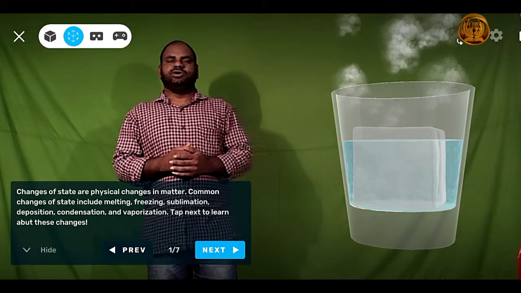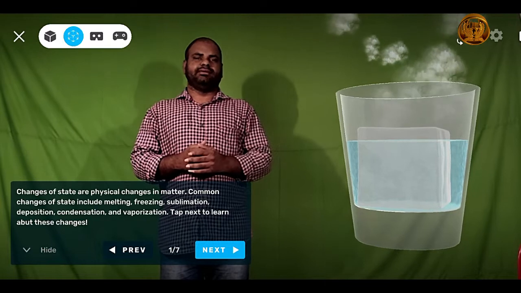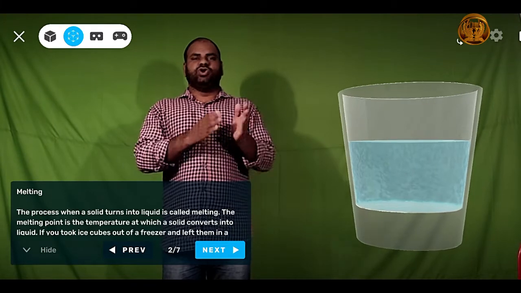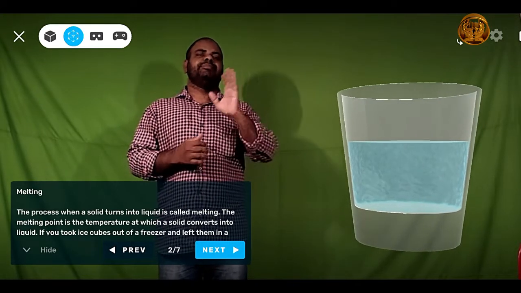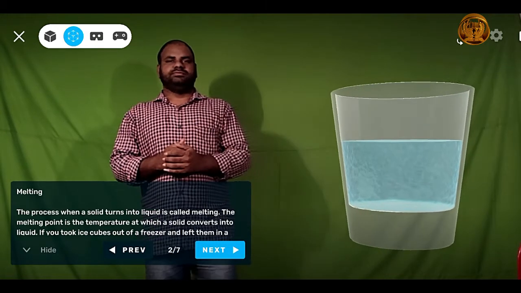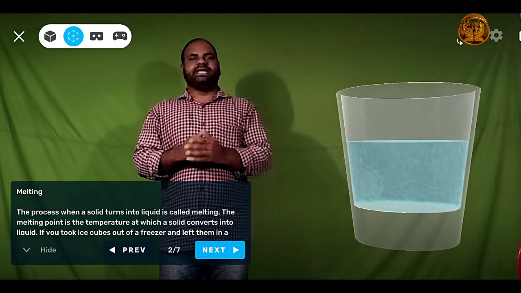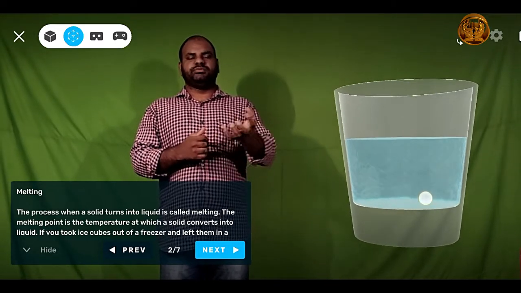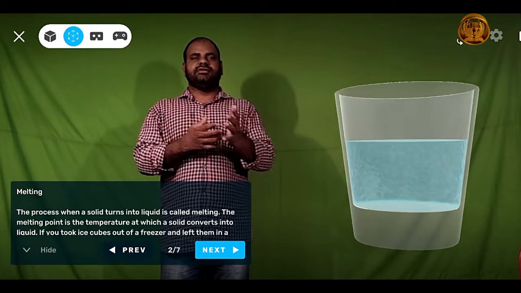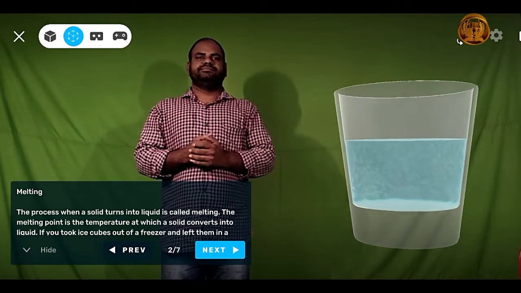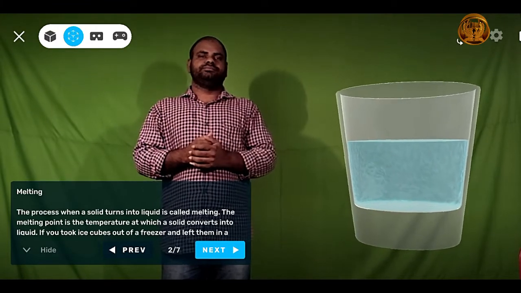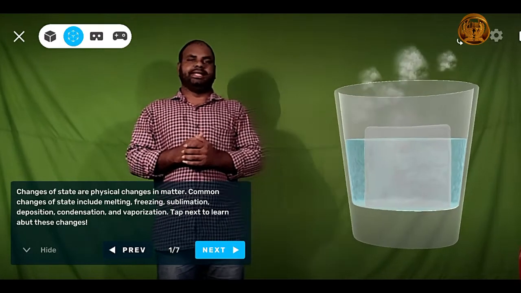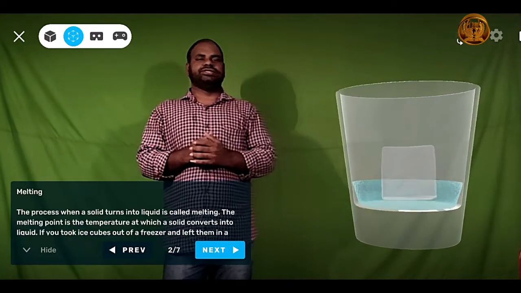Now let's go through the details one by one. Let's start with melting. Melting is the process in which a solid changes into a liquid at constant temperature. For example, when ice is taken out from the refrigerator and kept on the hand, it absorbs energy from our hand or from the surroundings and changes into water. So ice is changing into water. This is an example of melting, and it happens only at a constant temperature.